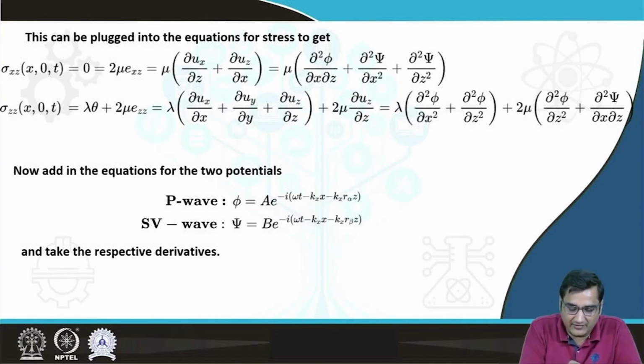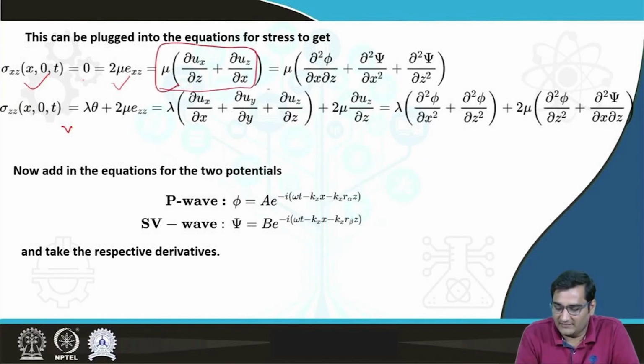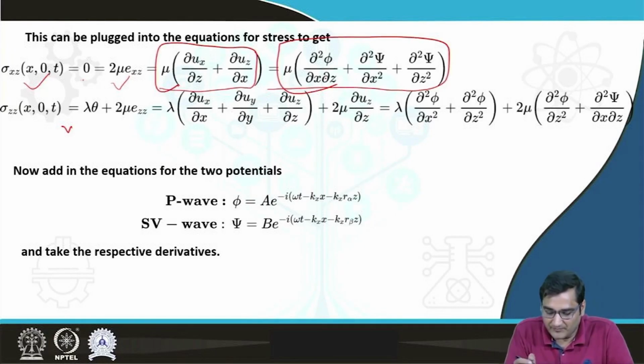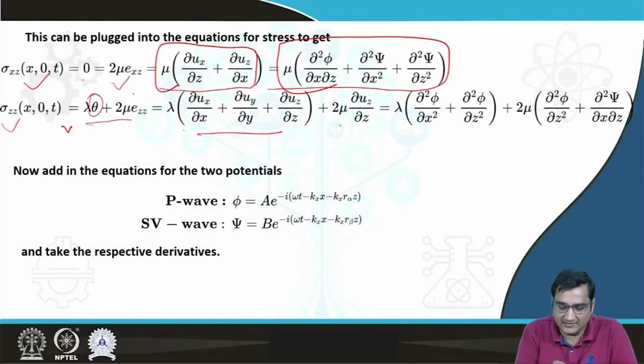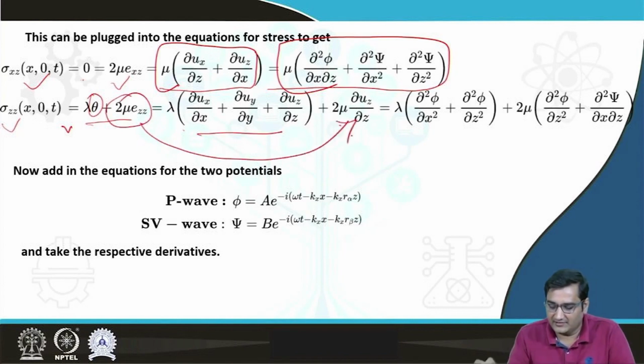Then sigma xz at z equal to 0, that is equal to 0, is 2 mu exz, which we have already seen a while ago, and that will become this expression, because you can write u in terms of the potentials for the P wave and S wave. And for sigma zz at z equal to 0, that will be lambda theta plus 2 mu ezz, where theta is the dilatation term, and this can be written in terms of the potentials like this.